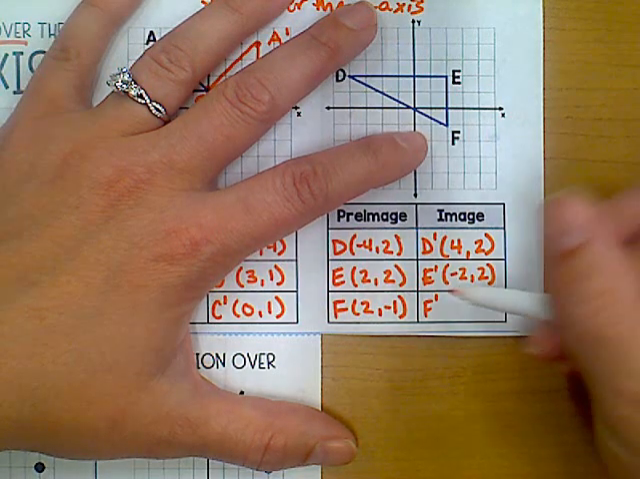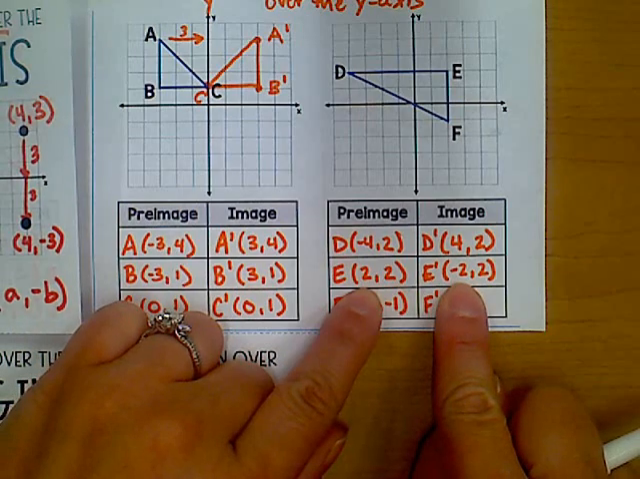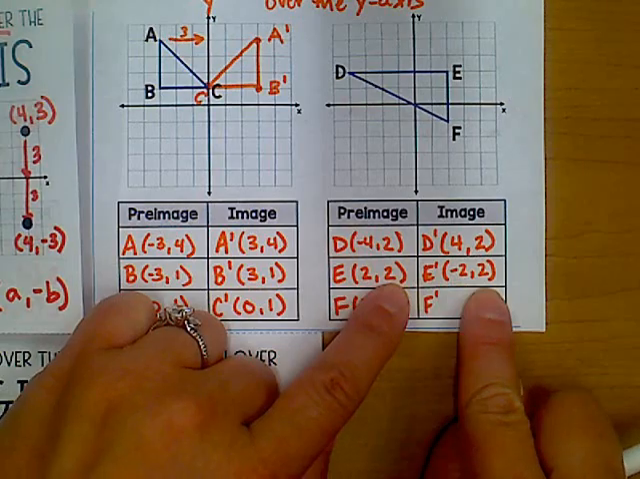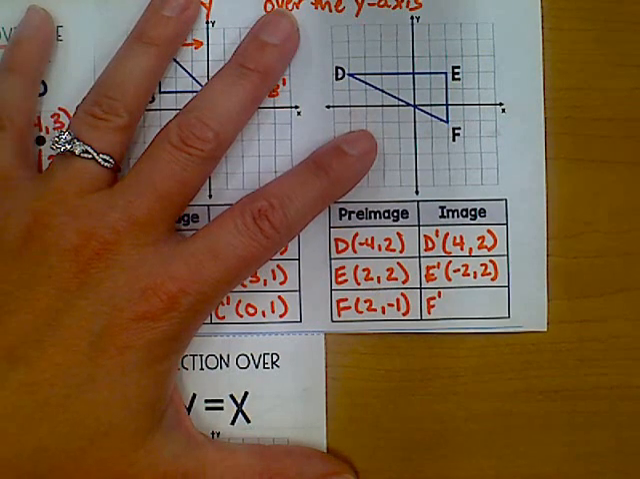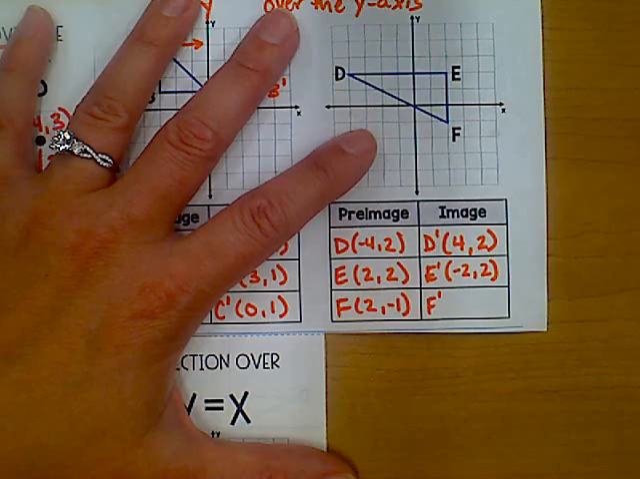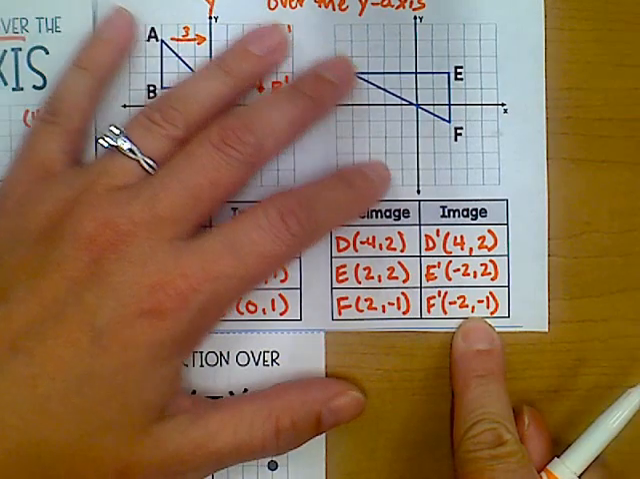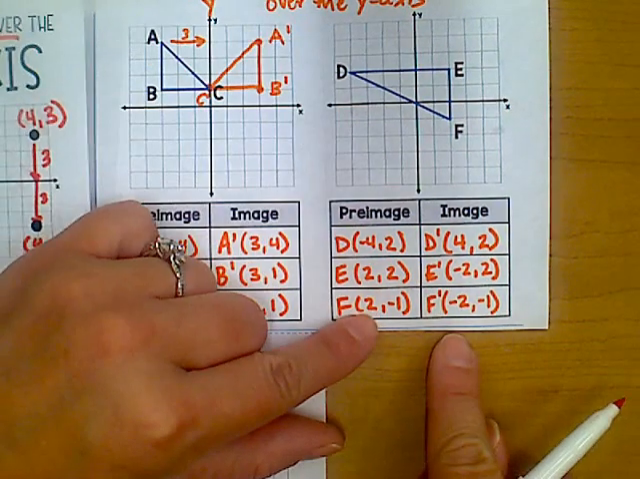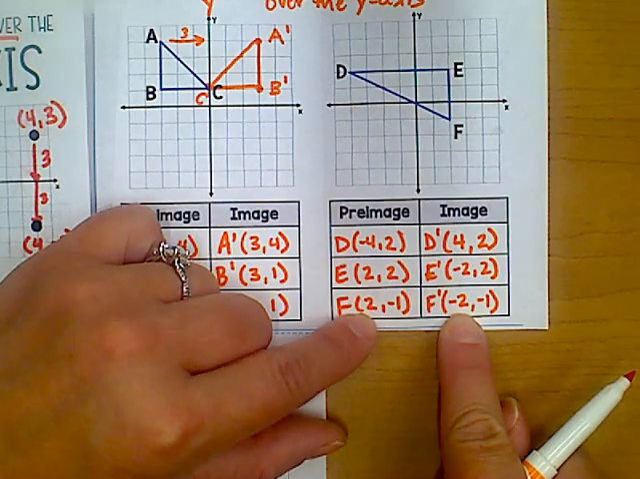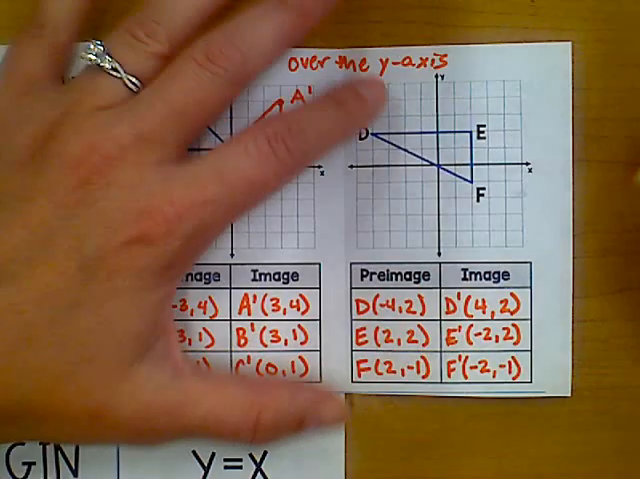Okay, I have E prime as -2, 2, because our x coordinate 2 went to the opposite of -2, and our y coordinate 2 stayed the same. Let's find F prime now. F prime would be at -2, -1, because we took 2 to the opposite, so 2 to -2, and then our -1 stayed the same. So let's graph this.